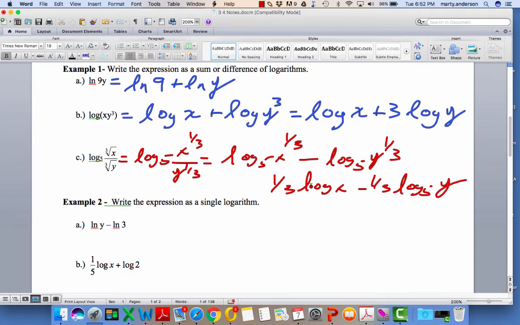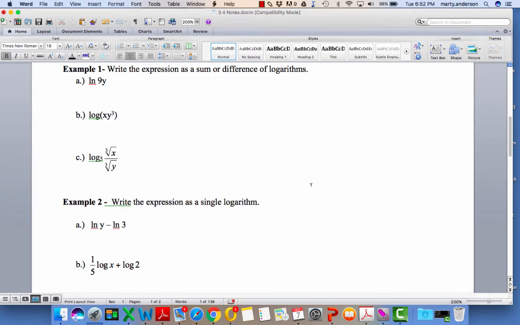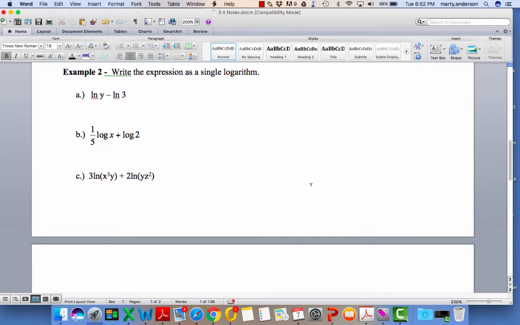Down below, now we are going to put them together. Sometimes we want to take them apart, sometimes we want to put them together. I'm going to put these two together. I'm going to think to myself, that looks like a subtraction problem, which means we're going to apply the quotient rule. Now this only works for logs with the same base, so I'm going to have y over 3. And that, my friends, is how you go from 2 logs to 1 log. That's going to be very important.